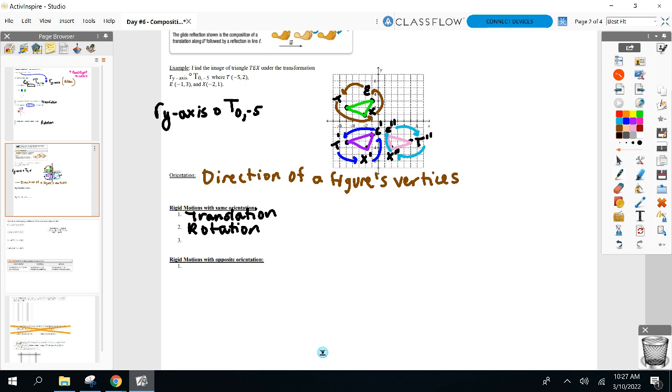Yes, it will. So we're going to put it right here. Rigid motion that is an opposite orientation. Good. Now you guys will notice we went through all 3, but I still have a missing blank, right? Well, that's because we're not going to talk about it until tomorrow.